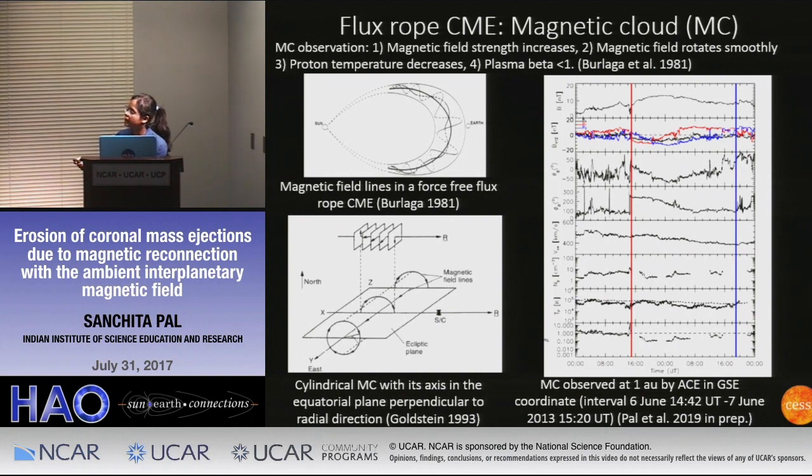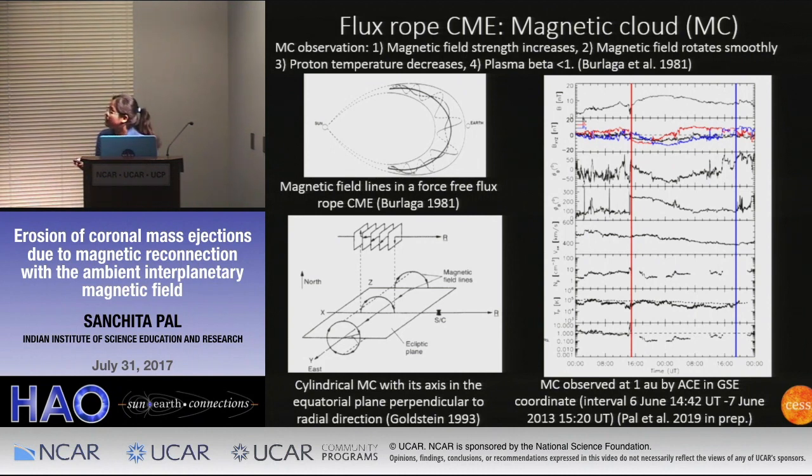Like this is the magnetic field intensity, the magnetic field vectors, and this is the rotation angle of the magnetic field. This one is, I think, the velocity of the solar wind, and the lower one is the proton density, and the next one is the temperature of the proton, and the next one is the plasma beta. So these vertical lines are showing the interval when the magnetic cloud was present in the solar wind parameters.